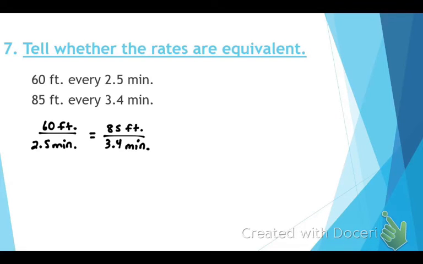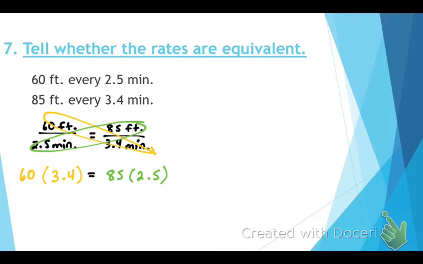You've got to be careful when you do something like this. Notice I have feet per minute. I have to have feet per minute on both sides. If I were to use this and use cross products, I am multiplying 60 times 3.4 equals what I cross or diagonally here, multiply it together, 85 times 2.5. If you did it this way, class, what was 60 times 3.4? 204. What's 85 times 2.5? 212.5. Class, does that equal each other? No, which means they are not equivalent.